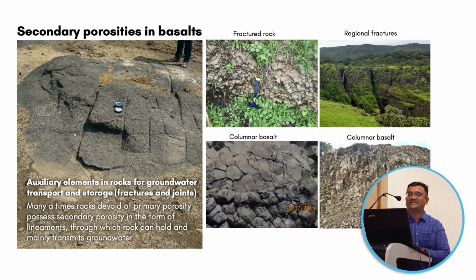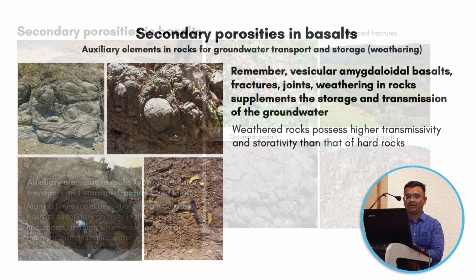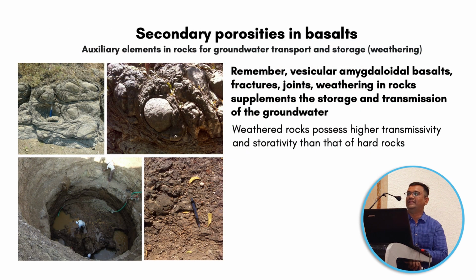So compact basalt is devoid of primary porosity and hence we do not get water in it. But if there are secondary porosities in the form of fractures or weathering, then the compact basalt, or these weathered or fractured basalts, can also store water.